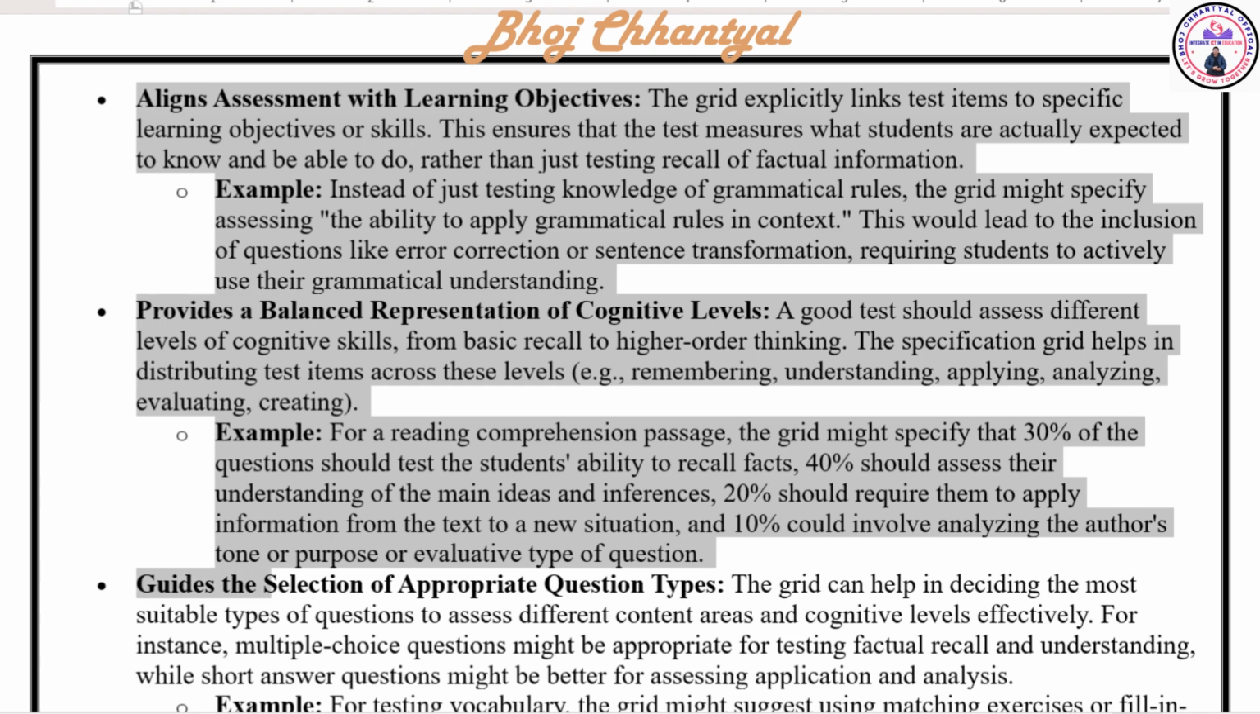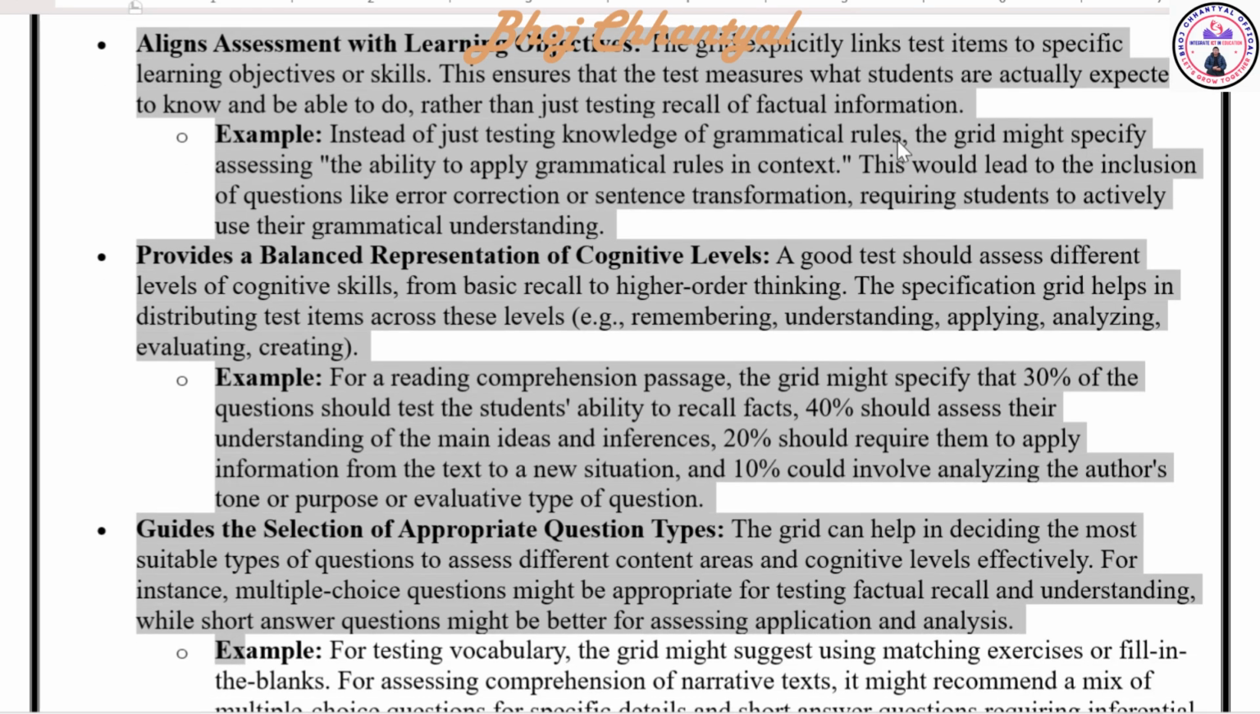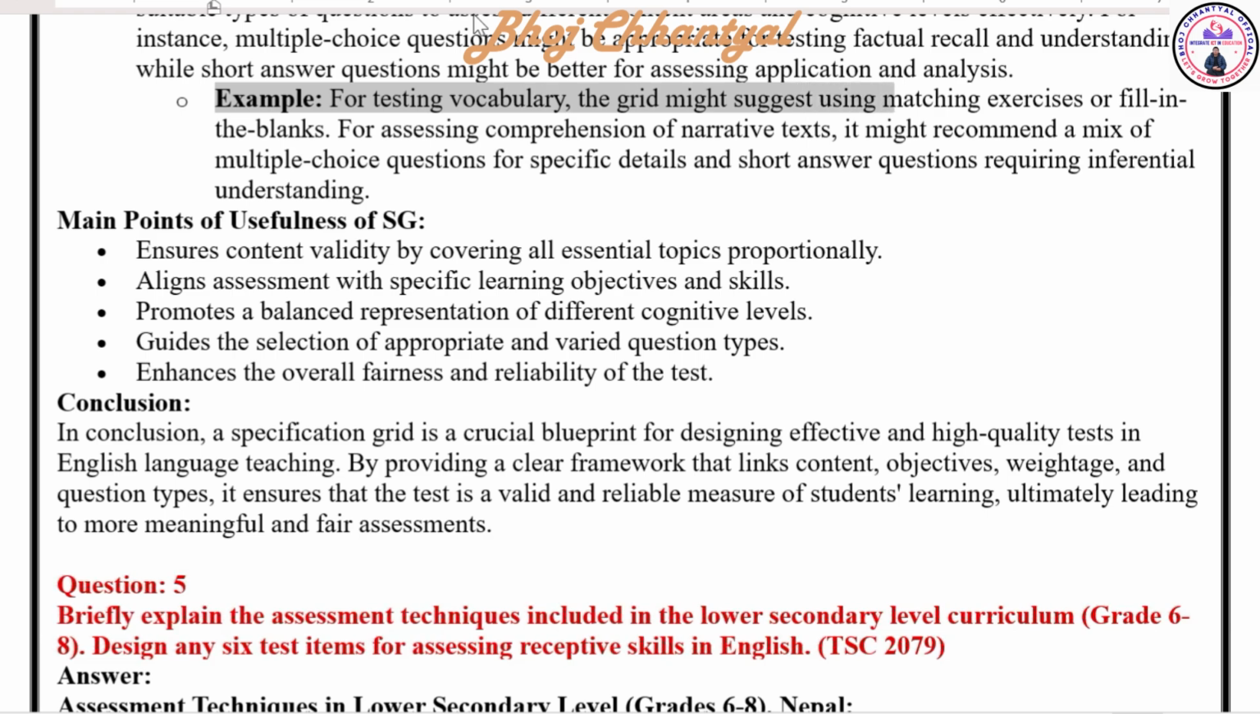The next is that it guides the selection of appropriate question types. The grid can help in deciding the most suitable types of questions to assess different content areas and cognitive levels effectively. For instance, multiple choice questions might be appropriate for testing factual recall and understanding, while short answer questions might be better for assessing application and analysis. For example, for testing vocabulary, the grid might suggest using matching exercises or fill in the blanks. For assessing comprehension of narrative text, it might recommend a mix of multiple choice questions for specific details and short answer questions requiring inferential understanding.